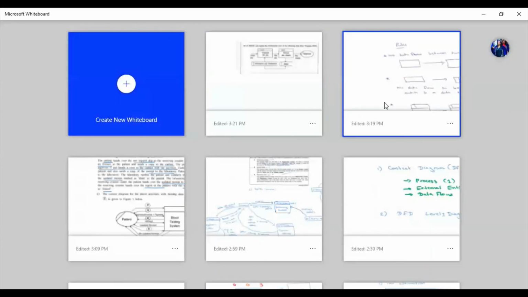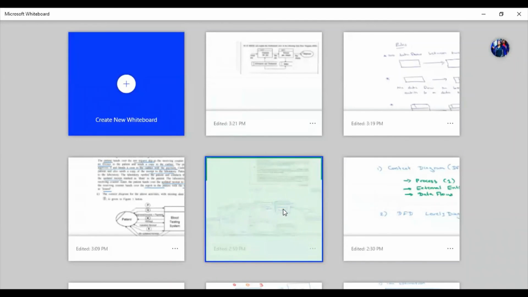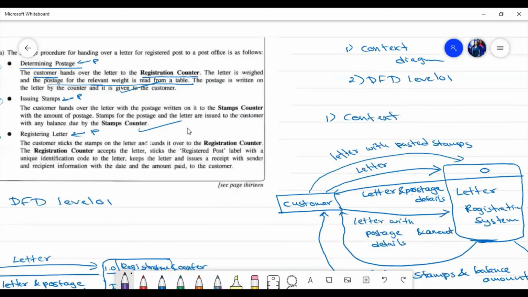So then we would like to have something to store. I'll take this one. Right, here they have mentioned it's a table. See, it is reading from a table. So there should be a data store including all the postage values related to each and every weight. Right, so there should be a table. That means it's a file. And here I am using a table for this, not a data store for this, because we need to have some kind of a proof that we have posted this data.